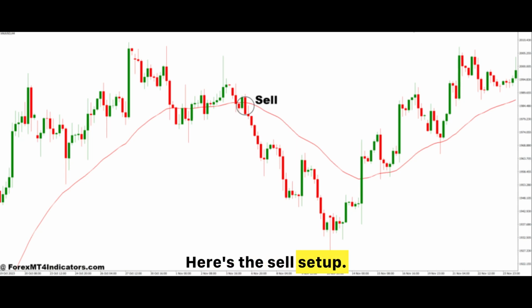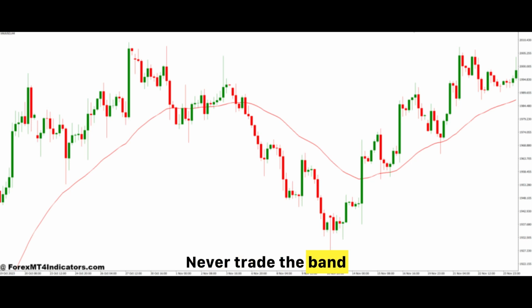Here's the sell setup. Wait for price to touch or push into the upper band, with the trend staying below the middle line. Watch for a bearish candle to close after that touch. That confirms your sell entry. Stop loss sits just above the recent swing high, and you target the lower band.